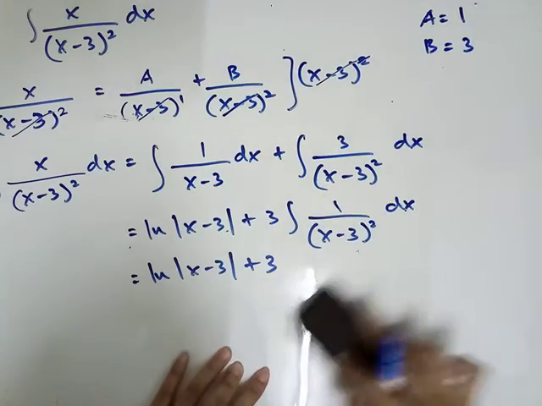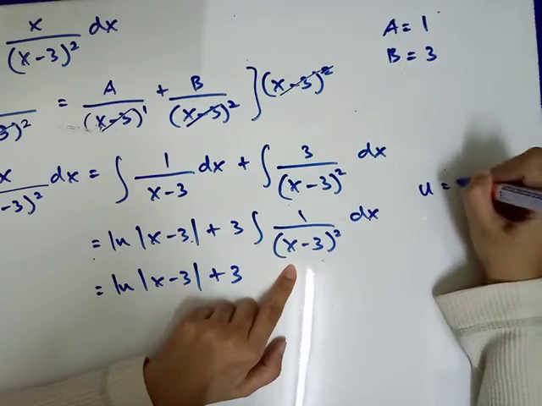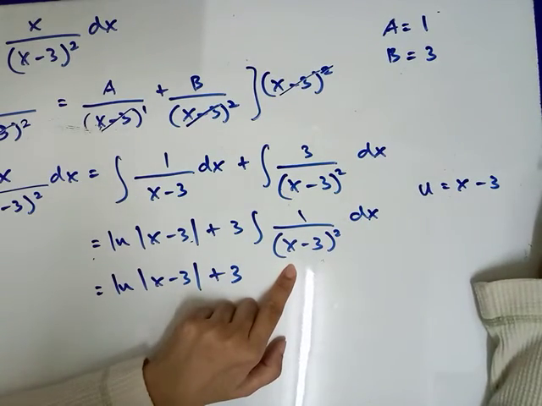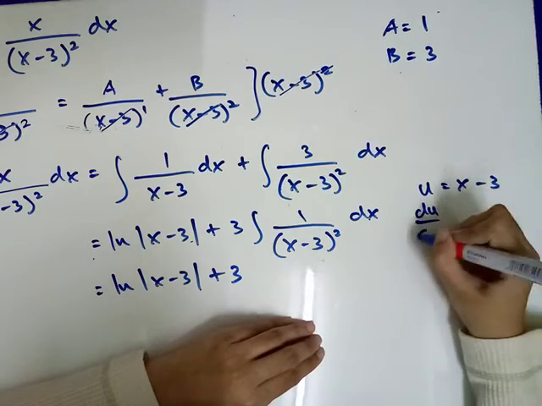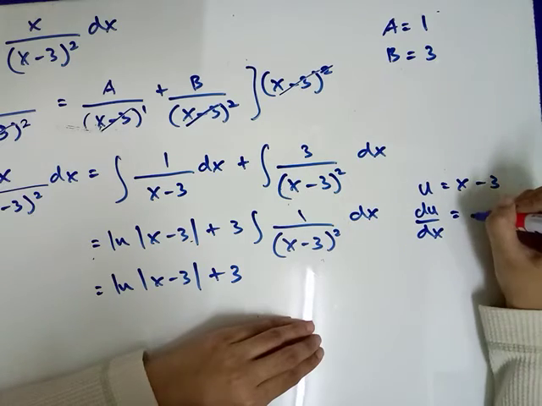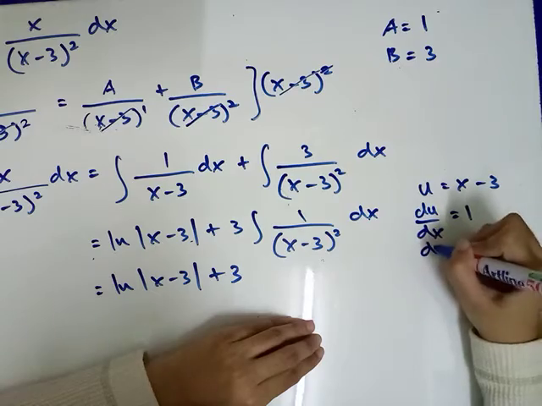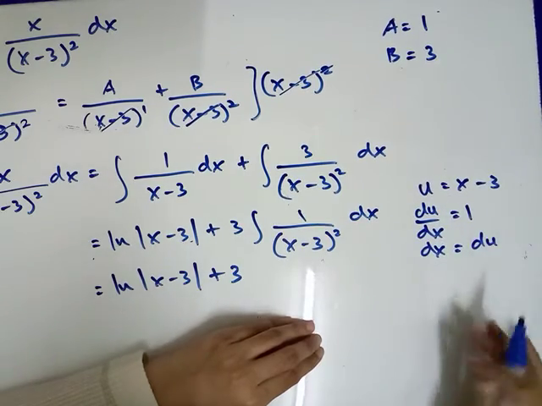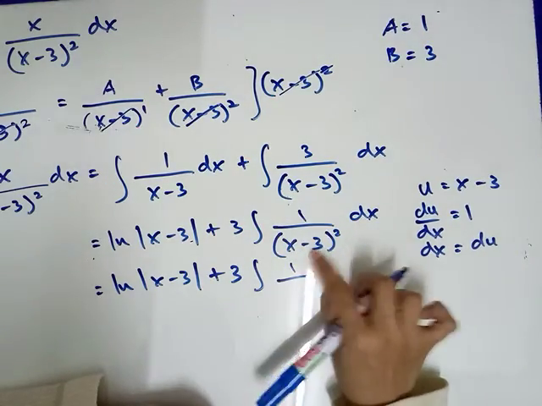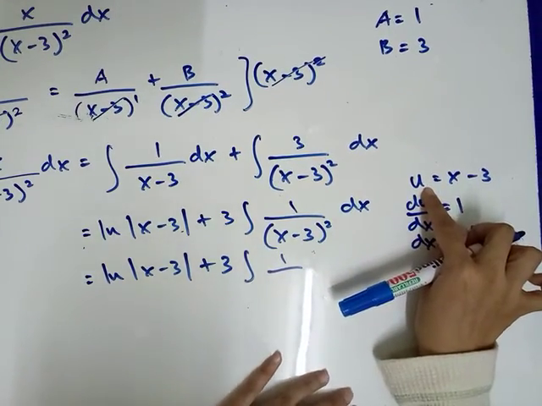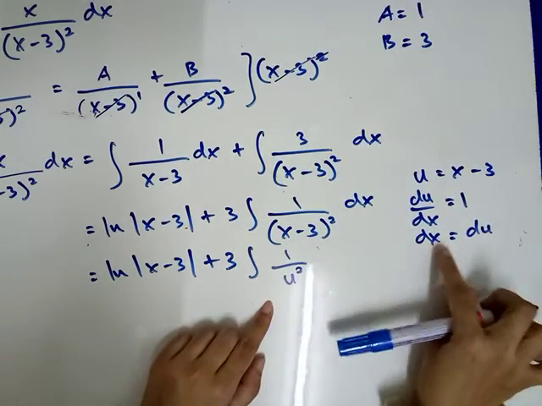Okay, you need to let what? Let u equals to x minus 3. And then you need to differentiate. Use the integral by substitution. Okay, you need to differentiate. Differentiate x, we get 1. Differentiate negative 3, it is 0. So make it dx as a subject. It is equal du. Then this one, integrate 1 over x minus 3, we let as u, right? So 1 over u power 2 dx is du.